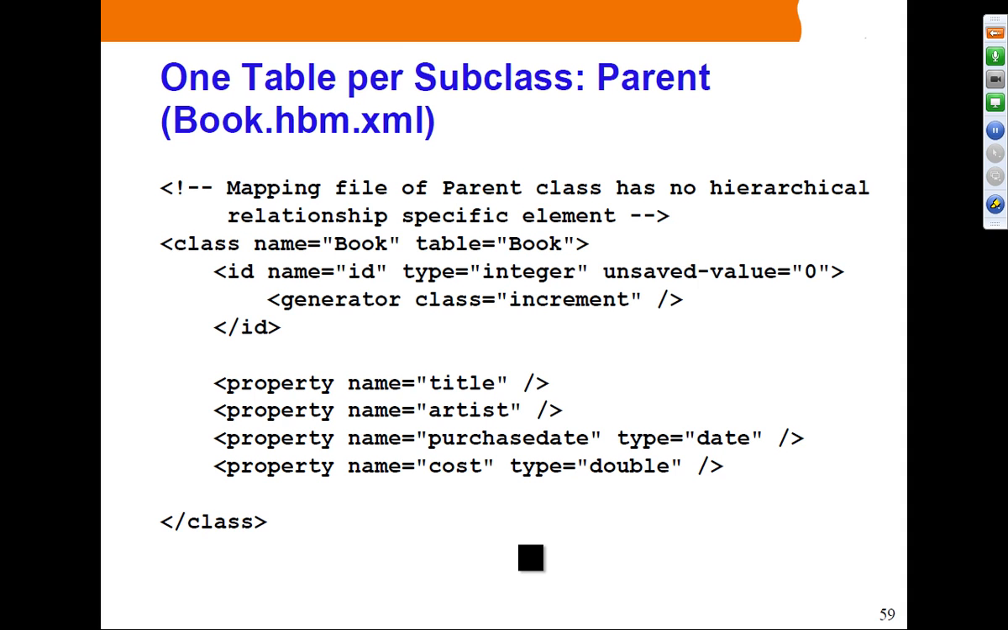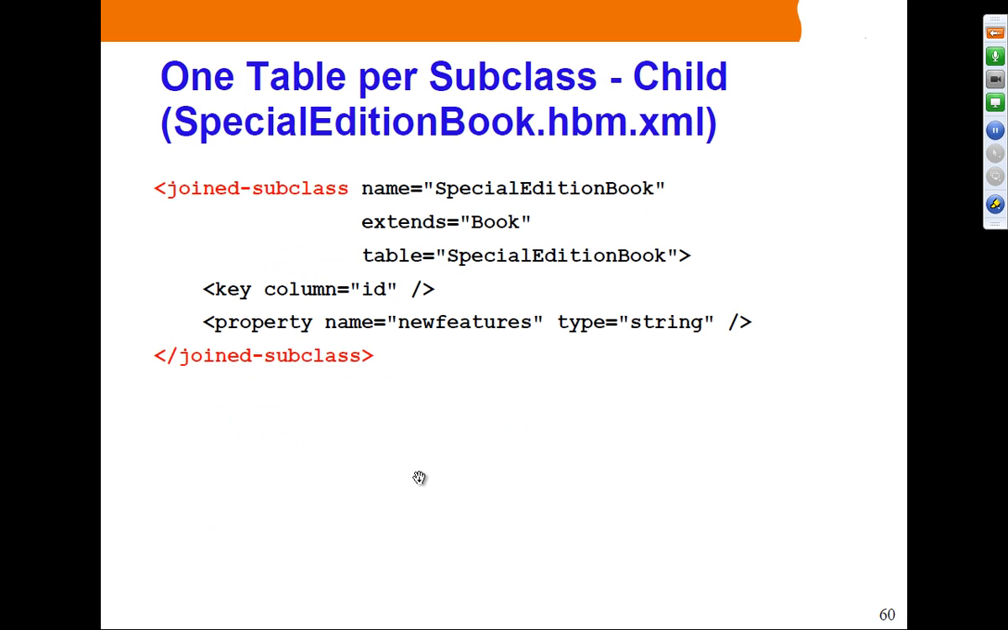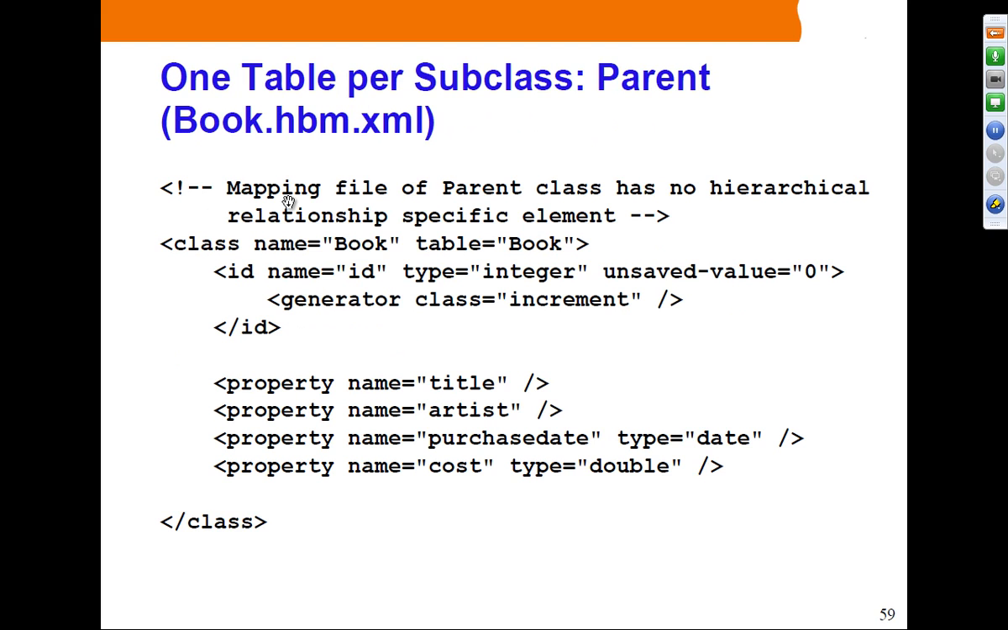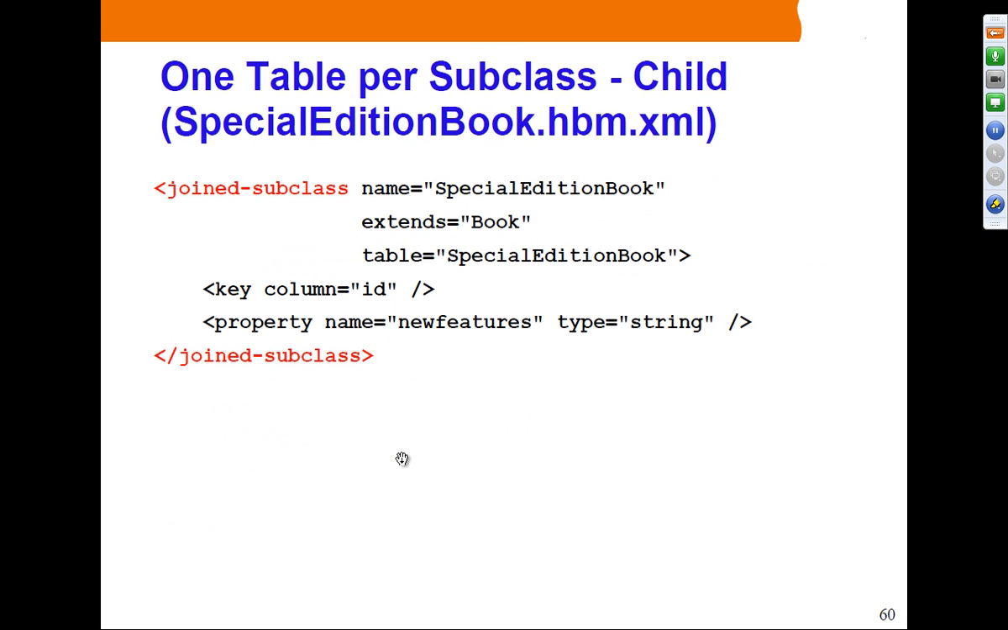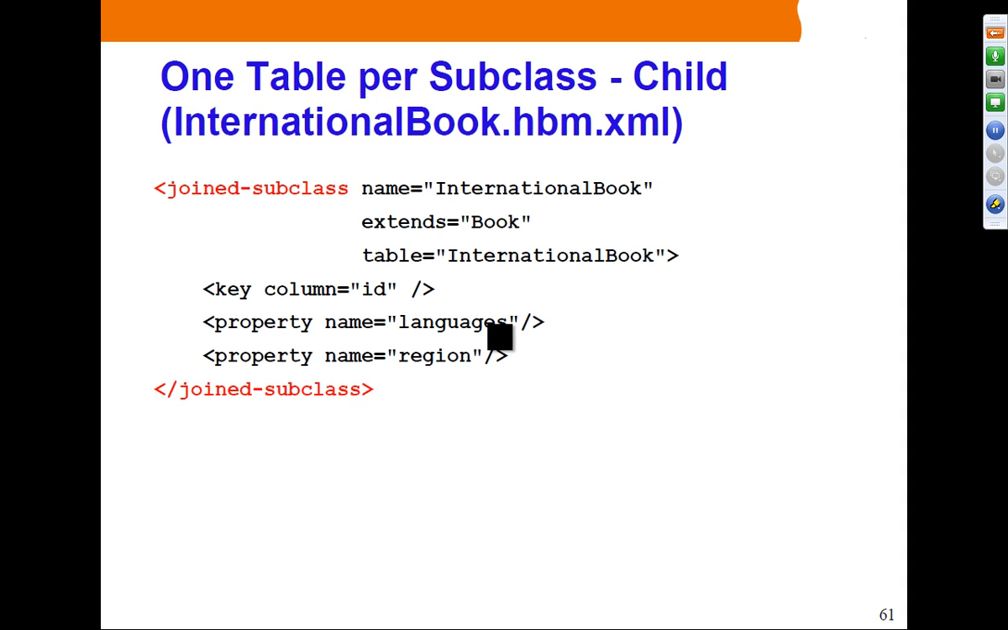The way you specify joined subclass is using the join subclass element and the extends attribute. This is the parent class, so you don't have to specify anything special here. For the child class, we are going to use a join subclass. The parent table will have entries representing all these properties, and the subclass will have a join subclass with only its new features property. This is for the special edition book, and this is for the international book mapping file.